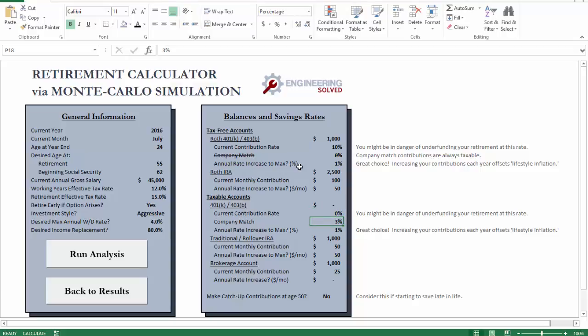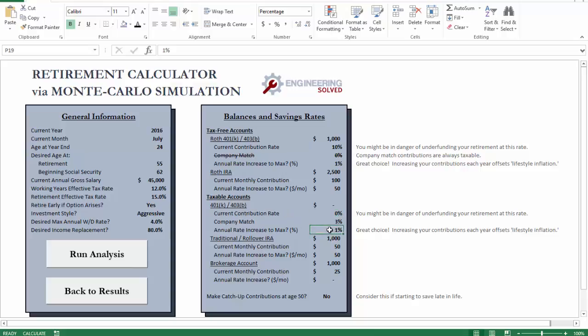But your company match, say if you put in 10%, they'll put in 3%, or they'll do dollar for dollar up to 3%, and then after that they max out at 3%. So let's say you put in 10 and they put in 3. If you put in 5, they'll still put in 3. That kind of deal. Let's leave that at that. And then this annual rate increase to max is associated with this current contribution rate.